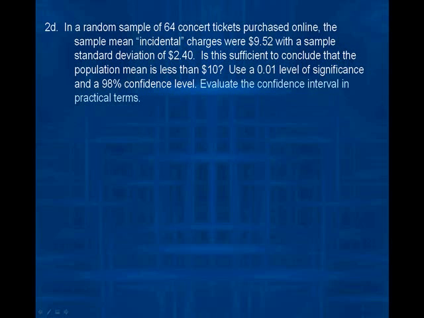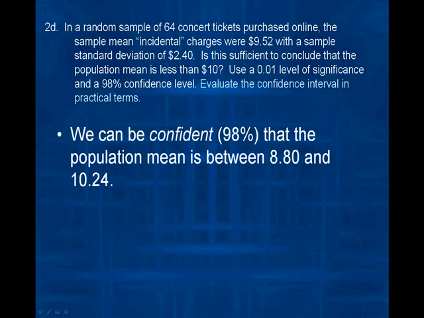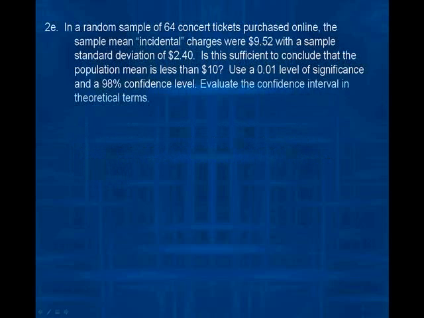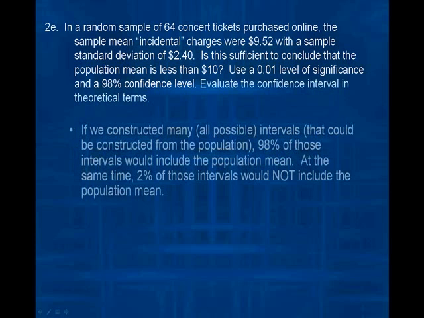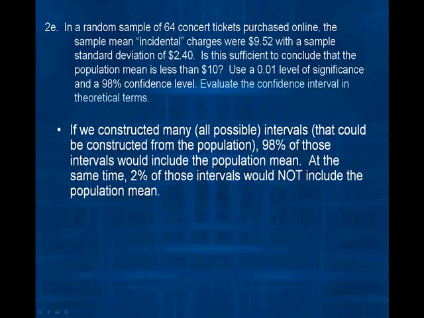Now we're going to evaluate the confidence interval in practical terms. We're just going to say that we can be confident, 98% confident to be specific, that the population mean is between 8.8 and 10.24. For a more theoretical explanation, this means that if we constructed many, well really all possible confidence intervals that we could construct from the population, 98% of those intervals would include the real population mean. At the same time, 2% of those intervals would not include the population mean.